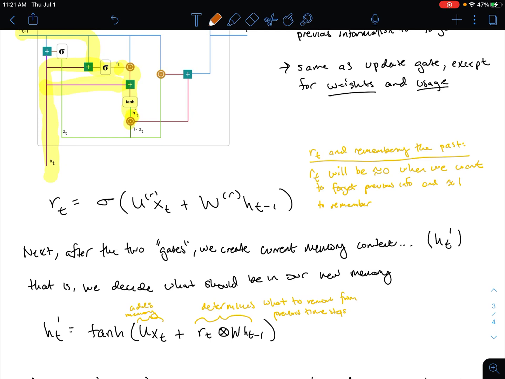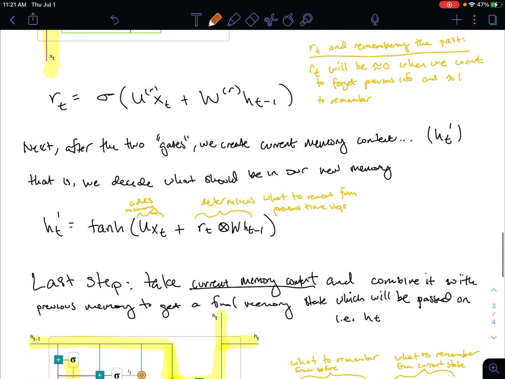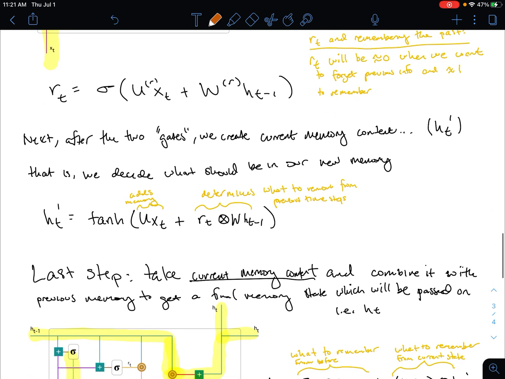And the current memory context, I would say, is h of t prime. So this is basically what should be in our new memory, right? We're calling this our new memory. And now it brings us to a final step. We have our current memory, u of xt right here, the input adds memory, and then the reset gate times the old hidden state with its weight determines what to keep from the old memory to create our current memory.